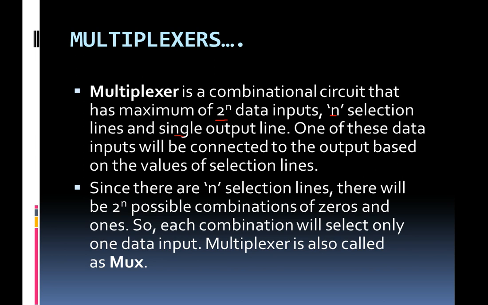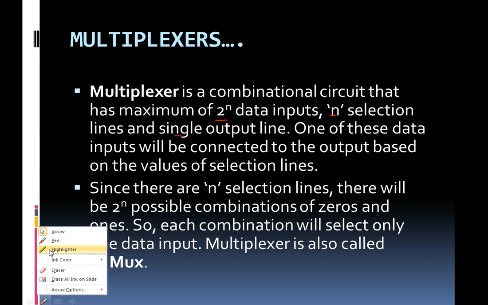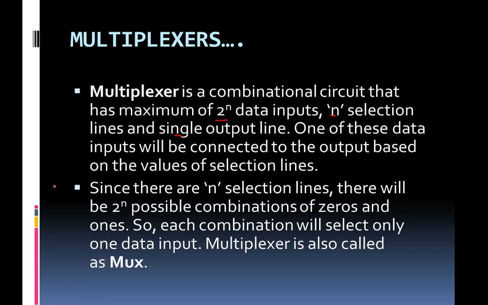Since there are n selection lines, there will be 2^n possible combinations of zeros and ones. For example, if I have 2 selection lines, 2^2 is 4 possible combinations of zeros and ones. Those combinations are 00, 01, 10 and 11.